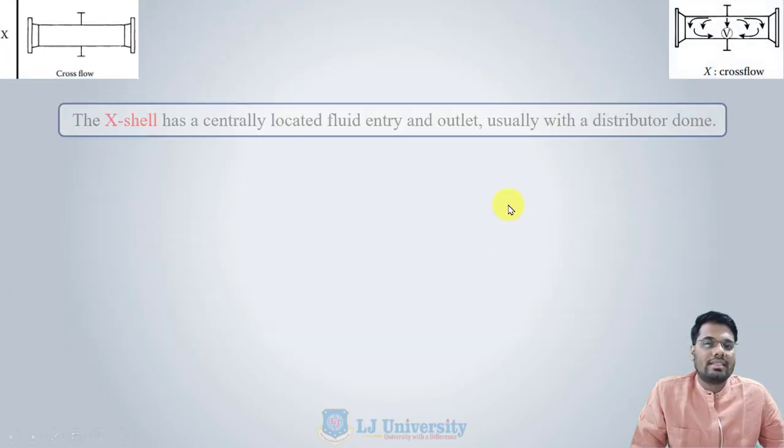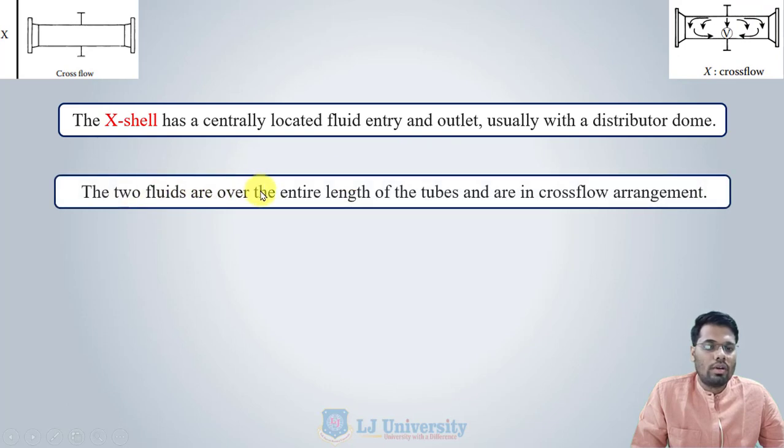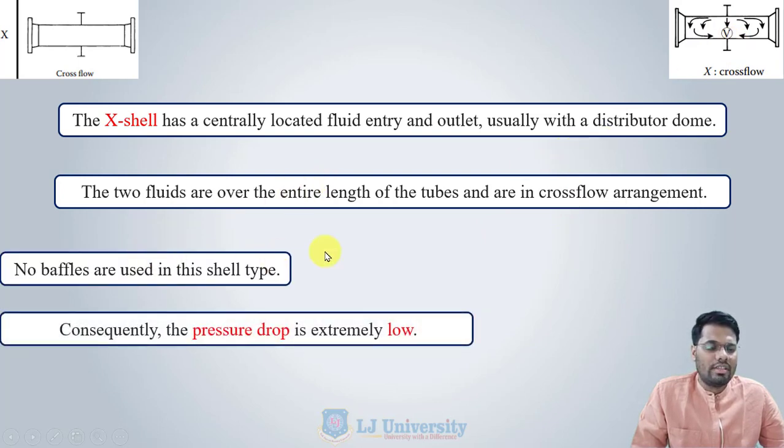The next one is the X type. The X shell has centrally located fluid entry and outlet, usually with a distributed dome. Here you can see the entry point and exit point at the midpoint of the shell. The two fluids over the entire length of the tubes are in a cross flow arrangement. Due to this entry and exit point, the arrangement of both hot and cold fluid creates a cross flow arrangement. Here no baffles are used in this shell type.